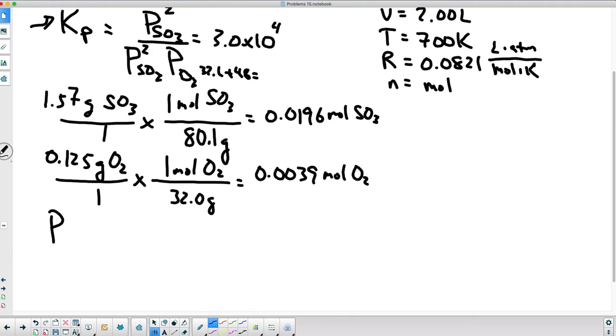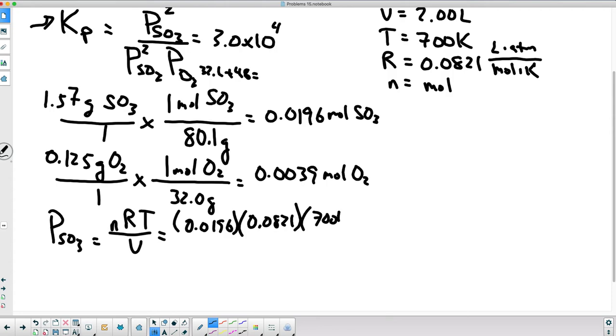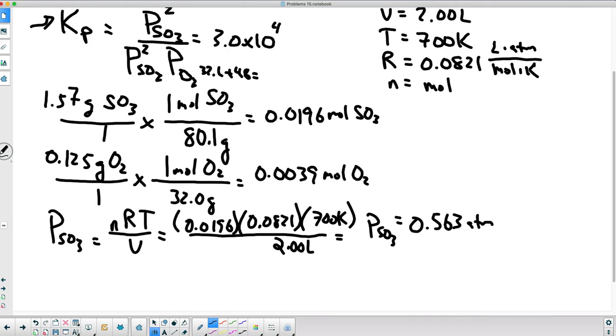So the pressure of SO3 is going to look like this. It's going to be nRT divided by V. When I plug everything in there, I use the number I just got, the 0.0196, times R, which is 0.0821, times 700 Kelvin, and then I'm going to divide all of that by 2 liters. What I get then is the pressure of SO3 is equal to 0.563, and that is in atmospheres.